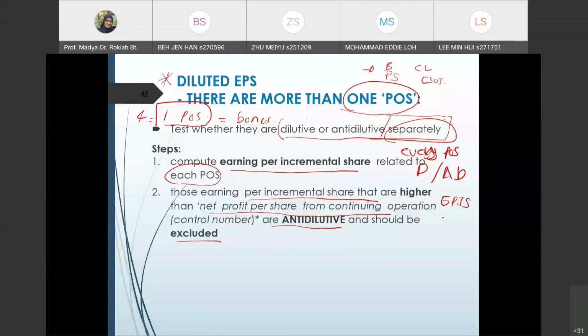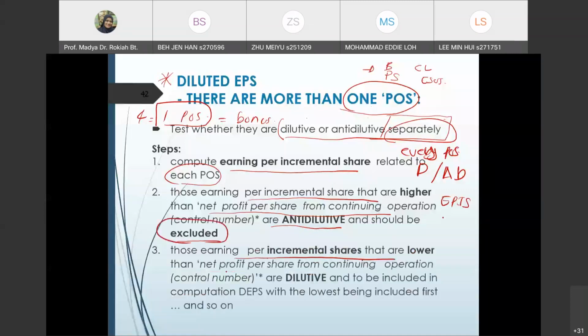Okay, item number 3. Earning per incremental share that is lower than the basic, from continuing operation, then it is considered as dilutive. So it is going to be included in the computation of diluted earning per share, and the lowest we will include first and so on.